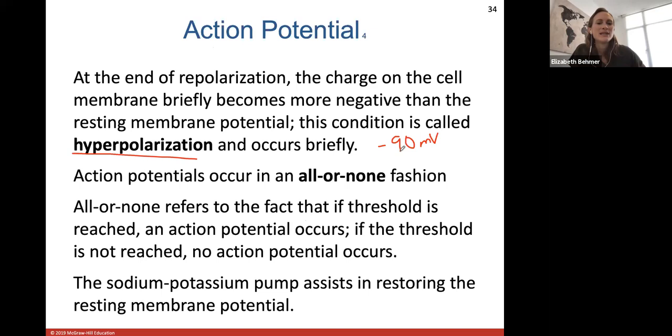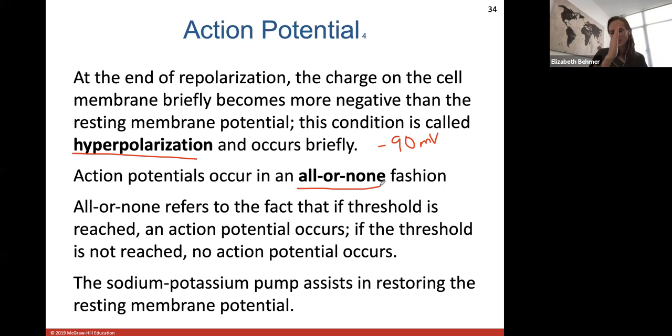Action potentials occur in what we call an all or none fashion. I also like to say an action potential, or firing of a neuron, is getting a signal to pass through. I also like to call it a domino effect. And this is what I mean by that. The all or none refers to the fact that if that threshold value is reached, an action potential will occur no matter what. And if the threshold value is not reached, no action potential occurs. And the threshold value for the inside of the cell needs to get to about negative 50 for an action potential to occur.